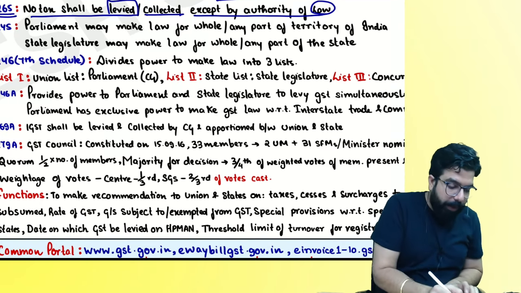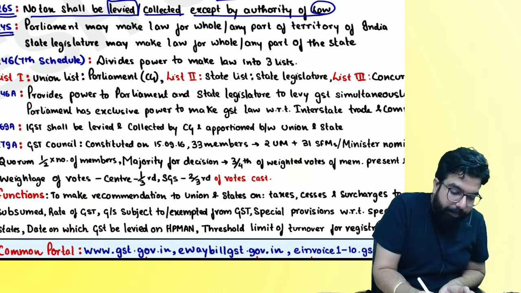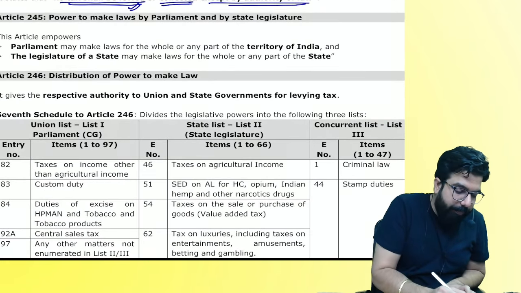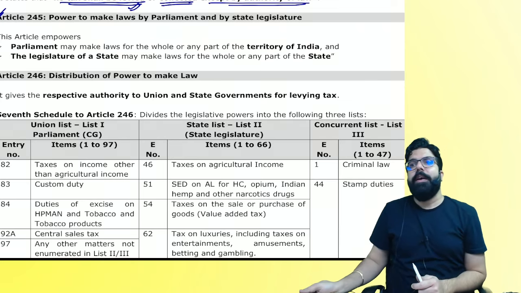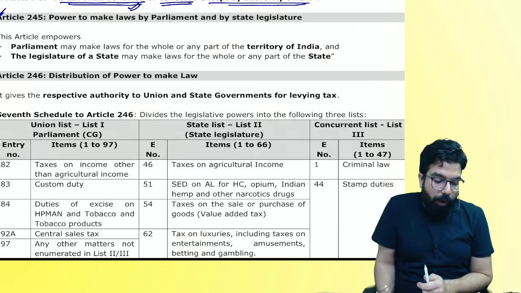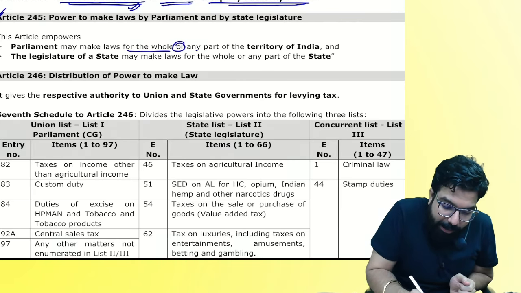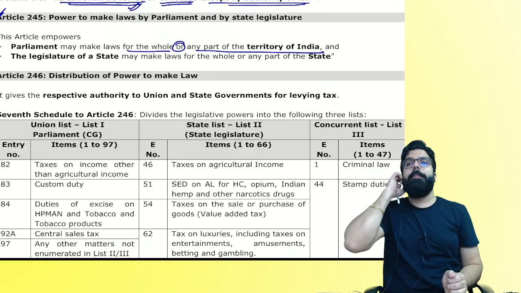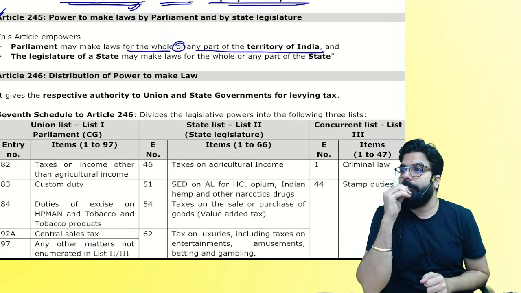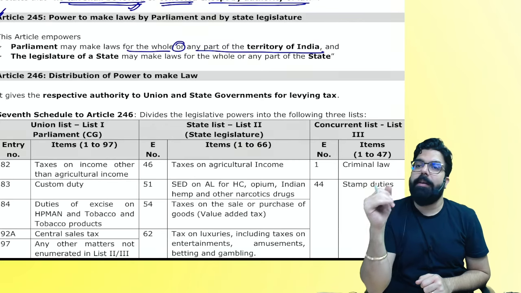The next one, article number 245. It says that whenever Parliament makes a law, it makes the law for the whole or any part of the territory of India. Can you tell me what Parliament is, everyone? The Lok Sabha and the Rajya Sabha.